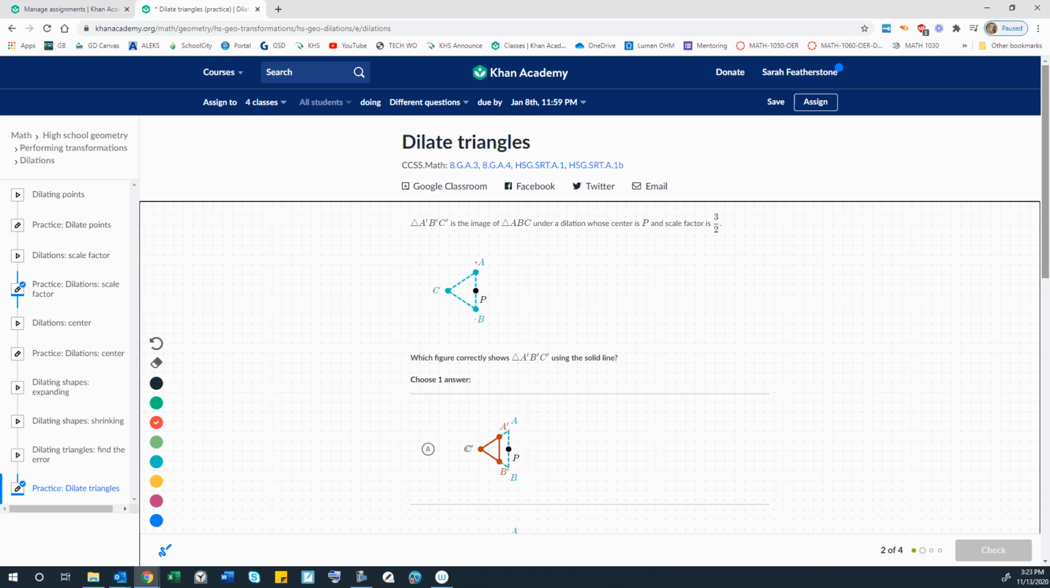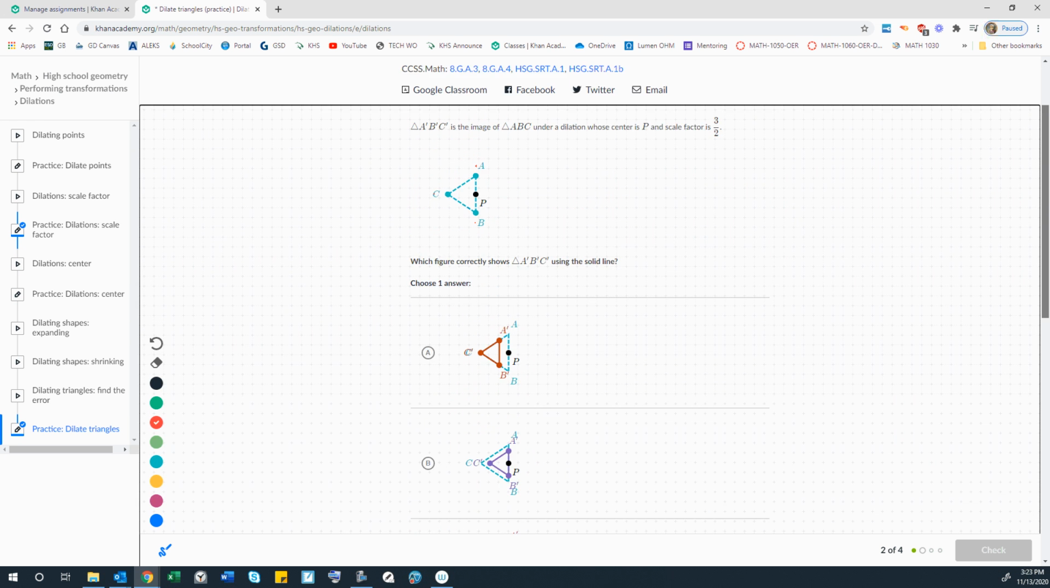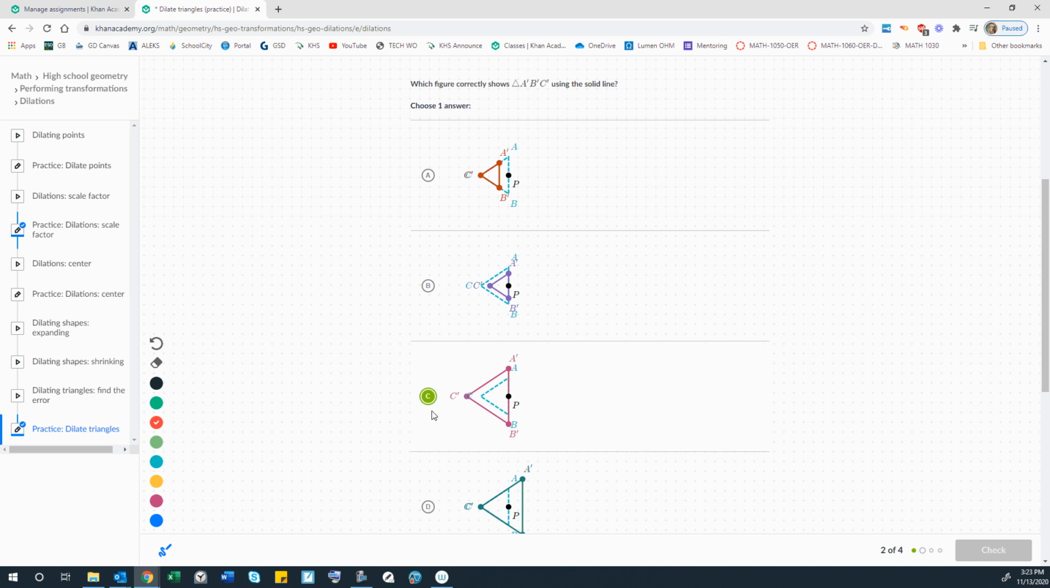This one's a multiple choice question, so let's look through for that triangle I was attempting to draw. And I really feel like that's it right there on C.